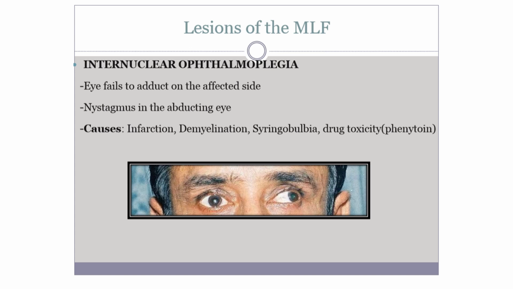Nystagmus of the abducting eye can be seen, and the causes can be infarct, so that would be stroke, demyelination, so MS for the central nervous system is what we're going to think of the most here, syringobulbia, and drug toxicities. Okay, so if I see this, my money is on MS. That's how much more common that is.